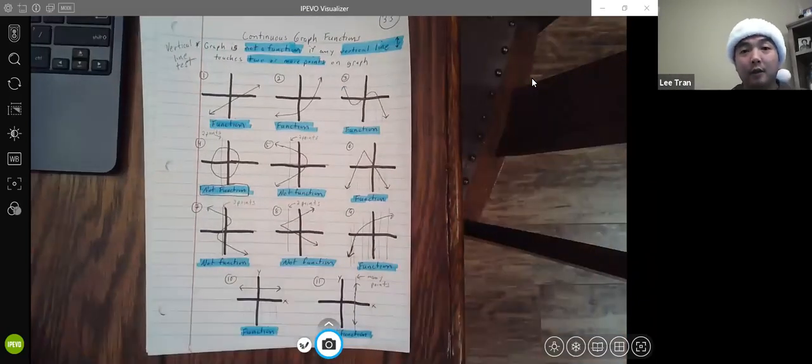So again, you're using the vertical line test. It's a function if anywhere you can draw a vertical line, any vertical line will only hit 1 point. If you see a vertical line that hits 2 or more, it's not a function.